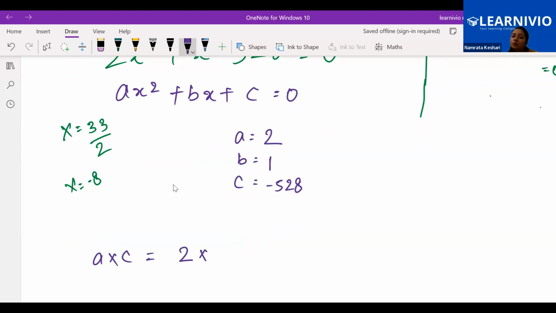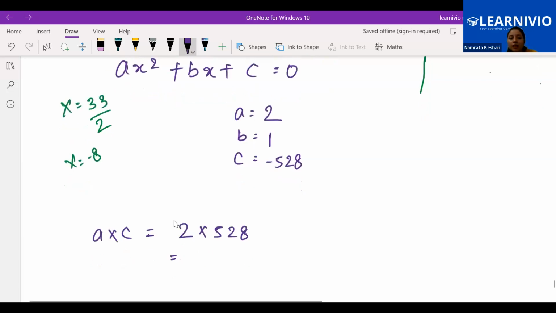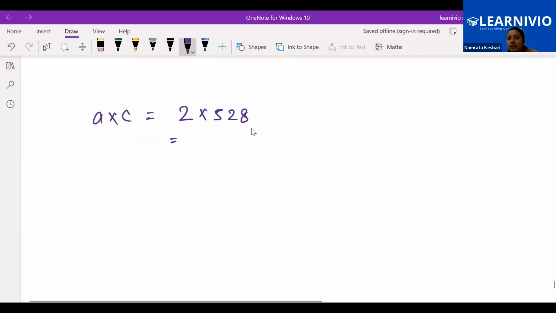So we will be having 2 into 528. Let's do the multiplication. Rather than multiplying 2 and 528 directly, let me show you the trick. How exactly are we going to do it? Try to break this 528. Try to do the factorization of this 528. Let's do it. In the first chapter we have already learned this factorization, and it was already known to us.